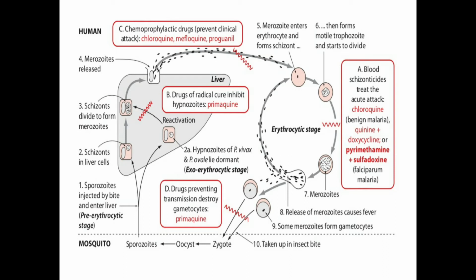And the last one is the drugs which prevent transmission and destroy gametocytes, that is primaquine. Primaquine can also inhibit the transmission of the gametocytes into the mosquito. So it destroys the gametocytes within the human body, thus preventing their entry into the mosquitoes so that the sexual phase is destroyed. So primaquine helps to destroy the hypnozoites as well as gametocytes.